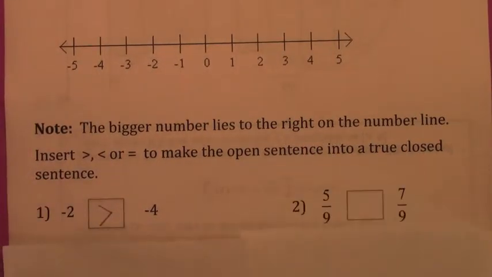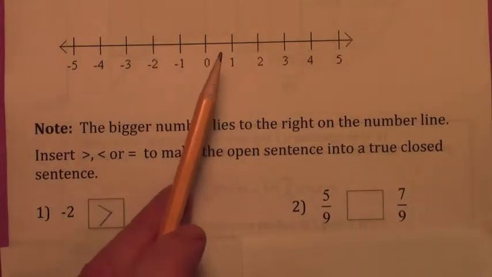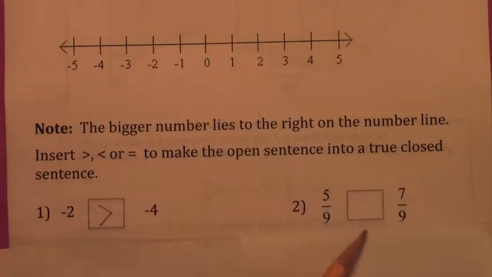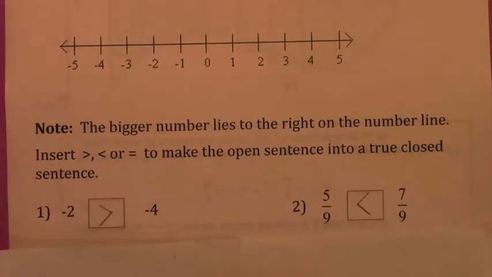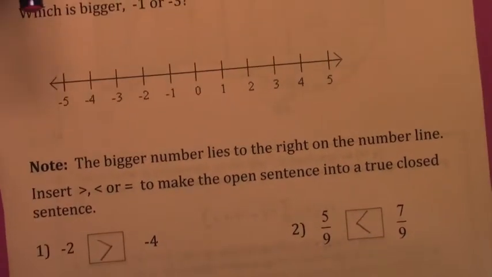Okay? How about this, 5/9 or 7/9? Well, I don't really want to try to mark those on the number line, but since the denominators are the same, isn't it true that you just have to look at the numerators? 5 is less than 7, therefore 5/9 is less than 7/9, right? Okay, let's keep on going.